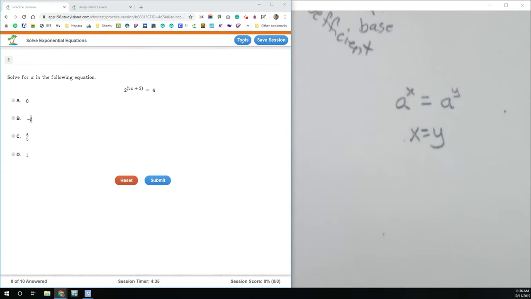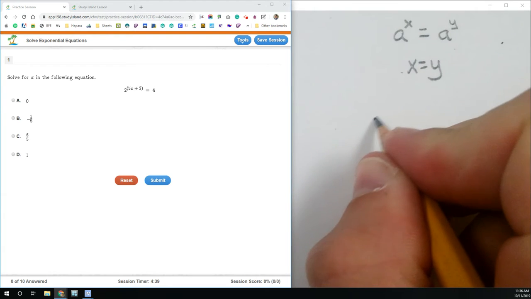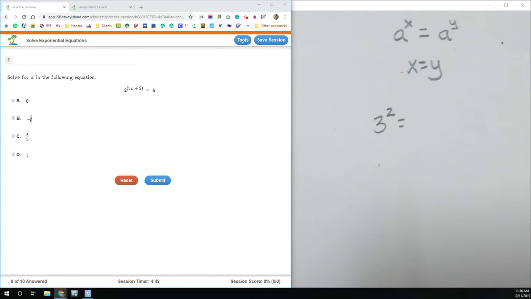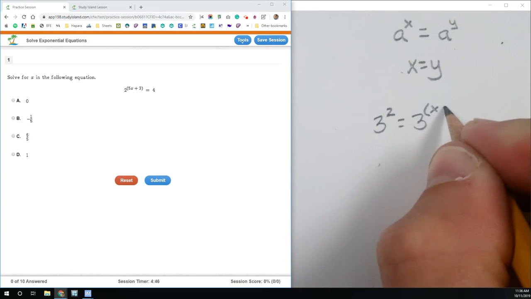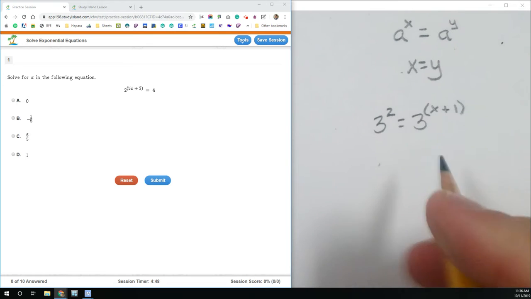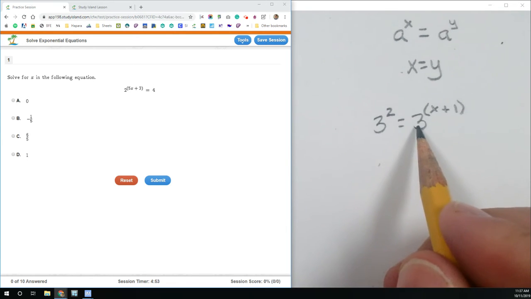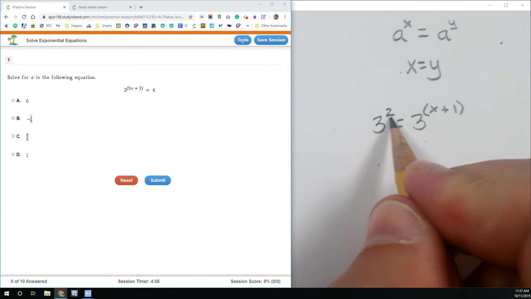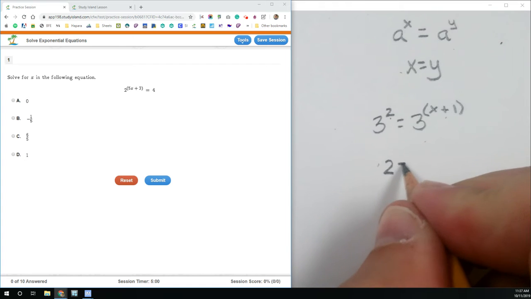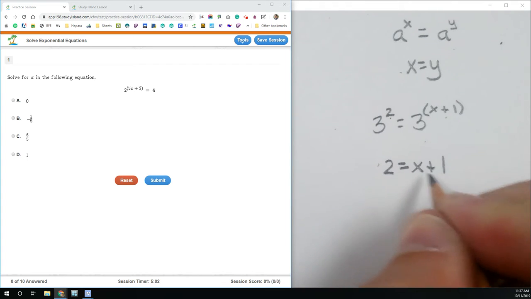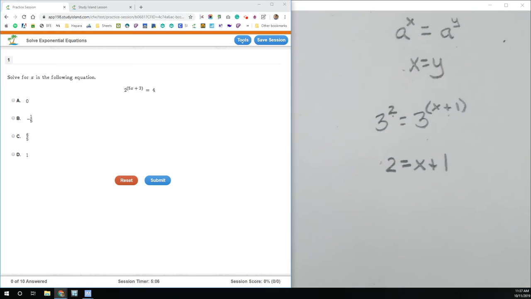Why is that useful? Because if I give you a problem and I say that 3 squared is equal to 3 to the power of x plus 1, well, these are both 3. The base for both of these is 3. Here the exponent's 2, and here the exponent is x plus 1. So therefore, 2 must be equal to x plus 1. And now we have a very simple equation that we can solve for x. We can figure out what the x is.